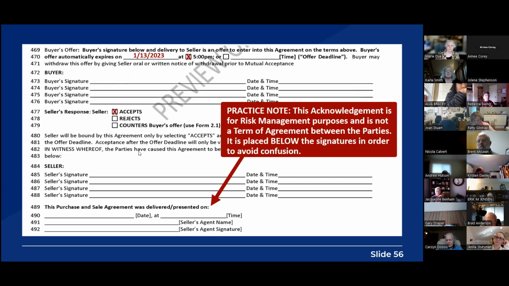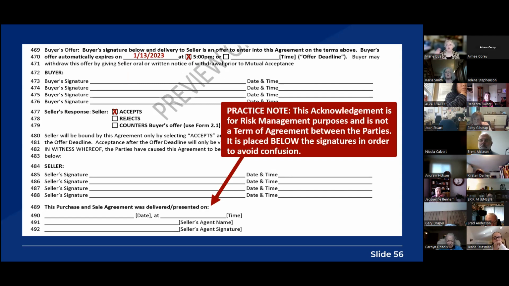And then also we still have the acknowledgement for risk management, on purpose. It is just showing that it was delivered to the seller at this particular time. We want to actually say that it was given.